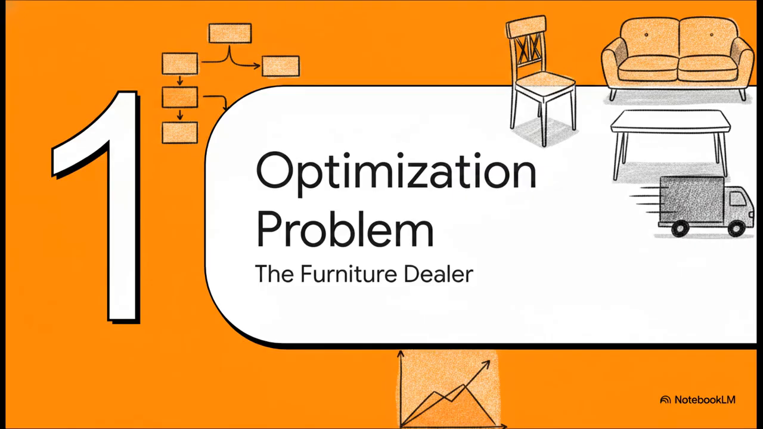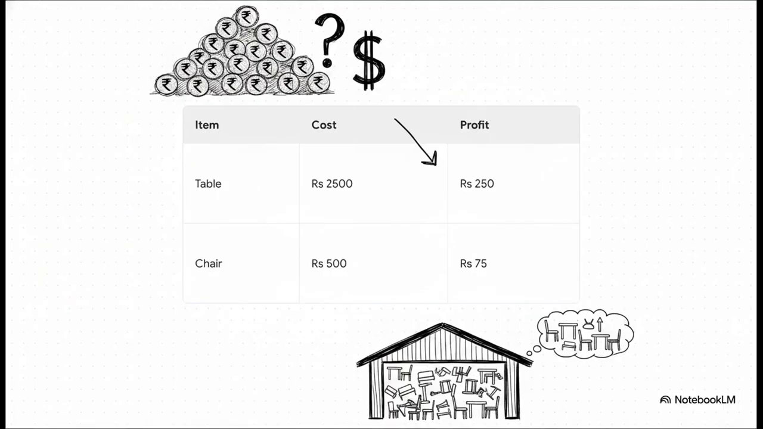The ultimate optimization problem. The furniture dealer. So picture this specific dilemma straight from our source material. Our dealer is working with some very strict limitations. They have exactly 50,000 rupees to invest, and their storage space can hold a maximum of 60 pieces of furniture. That's it. They are choosing between two items, tables and chairs. A table costs 2,500 rupees to buy, but gives them a 250 rupee profit. A chair is way cheaper at 500 rupees, but the profit is only 75. The big question is, exactly how many tables and chairs should they buy to make the most money possible?